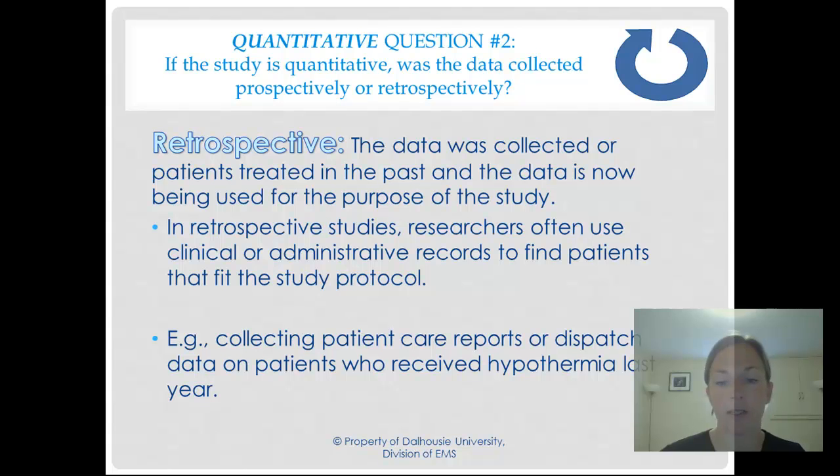An example of this is collecting patient care reports or dispatch data on patients who had received therapeutic hypothermia in our system in the last year. And you still, retrospectively, could have two groups. You could collect on patients from the last year who received therapeutic hypothermia, and you could also collect on patients who did not receive therapeutic hypothermia for whatever reason. Maybe the paramedics weren't trained in it, maybe their ambulances weren't stocked with the proper equipment, whatever. And then you can compare the outcomes of those two groups. So just because a study is retrospective doesn't mean it only has one group. Retrospective studies can have two or more comparison groups.